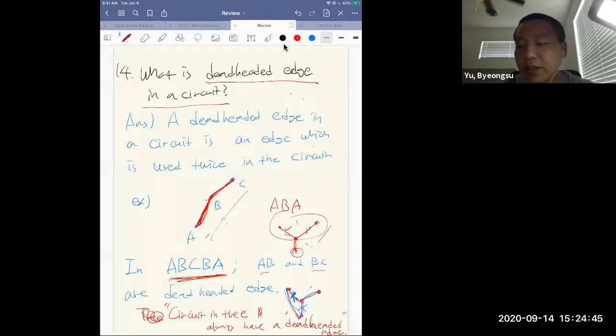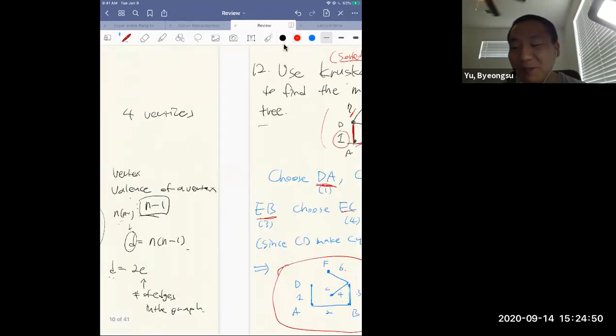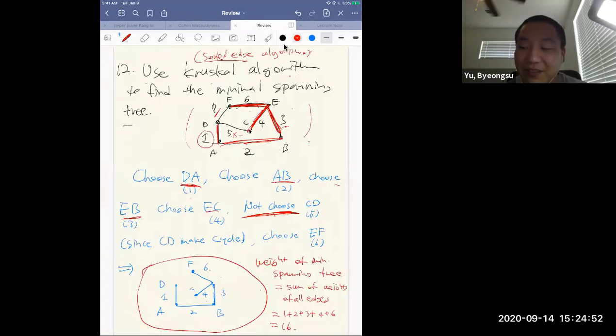Tree method starting with K. That's Kruskal's algorithm. That's what we did in number 12. And Kruskal's algorithm is very similar to the sorted edge algorithm. The objective of Kruskal's algorithm is to find the minimal spanning tree. Yes, I did it, but I just repeated it very quickly. So you can see that it just starts with the smallest weight edge and chooses it, and chooses it, and chooses it.